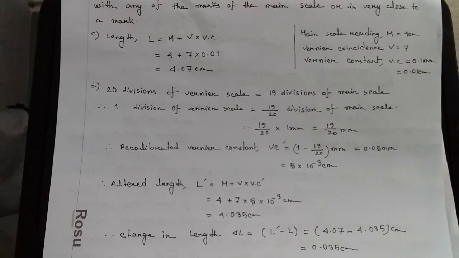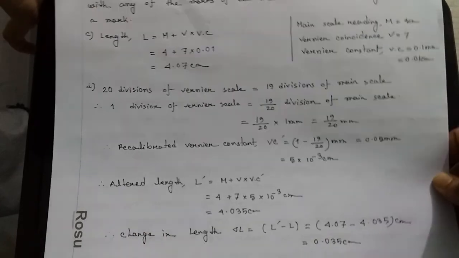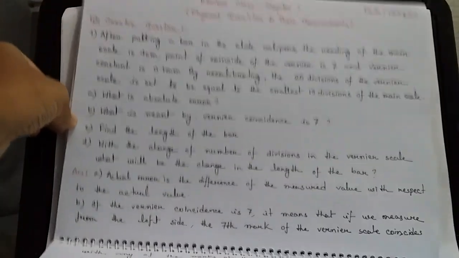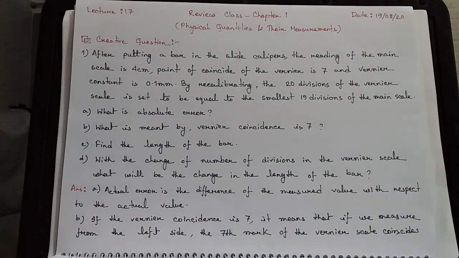But in our question it was mentioned that the scale is recalibrated again. In that case, if we look at the stem again here, the scale is recalibrated where the 20 divisions of the Vernier scale are said to be equal to the smallest 19 divisions of the main scale. So as the scale is recalibrated, we have to measure the Vernier constant again here.